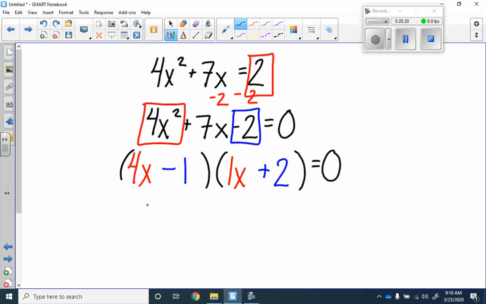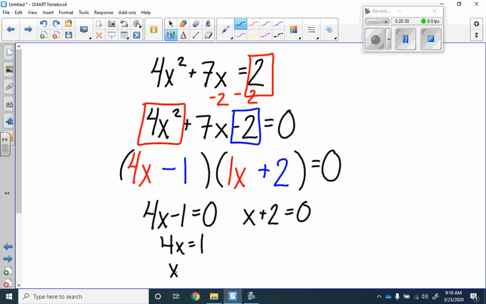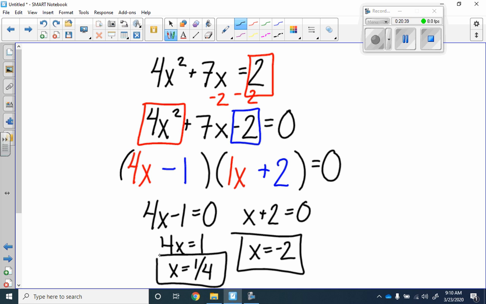So now I can take my two factors and set them equal to 0. Add 1, 4x equals 1, divide by 4, x equals 1/4. Subtract 2, x equals negative 2. And so there are our two solutions. Again, this video is just reviewing how to factor. The next video is going to be, if factoring is not your thing, then you can use what's called the quadratic formula.